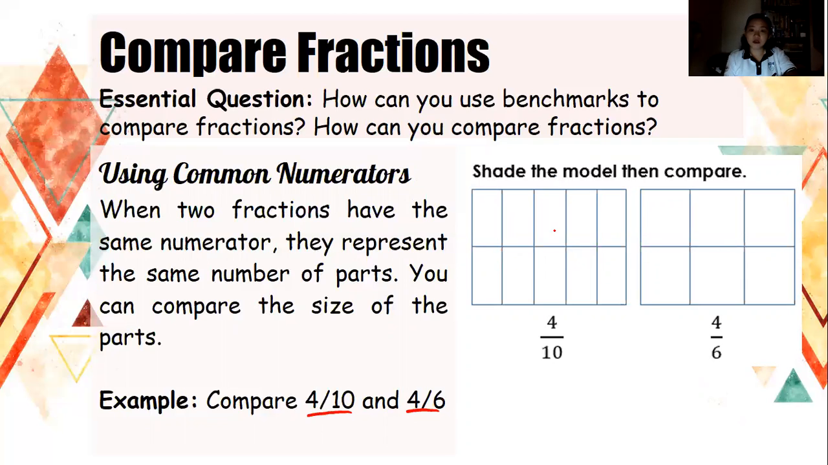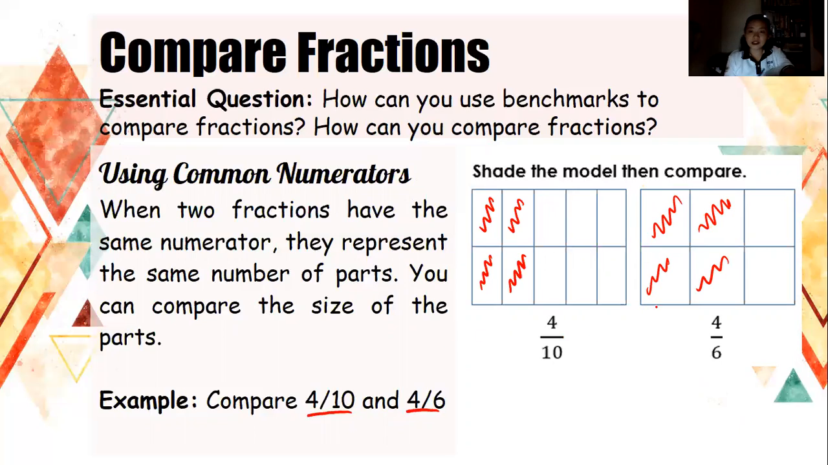This figure at the left shows one whole cut into 10 equal parts. So we have to shade 4 parts: 1, 2, 3, and 4. Same thing for the one whole at the right, but this time we have 6 equal parts only. So same thing, we have to shade 4 parts. And then we can easily compare which whole was shaded bigger.